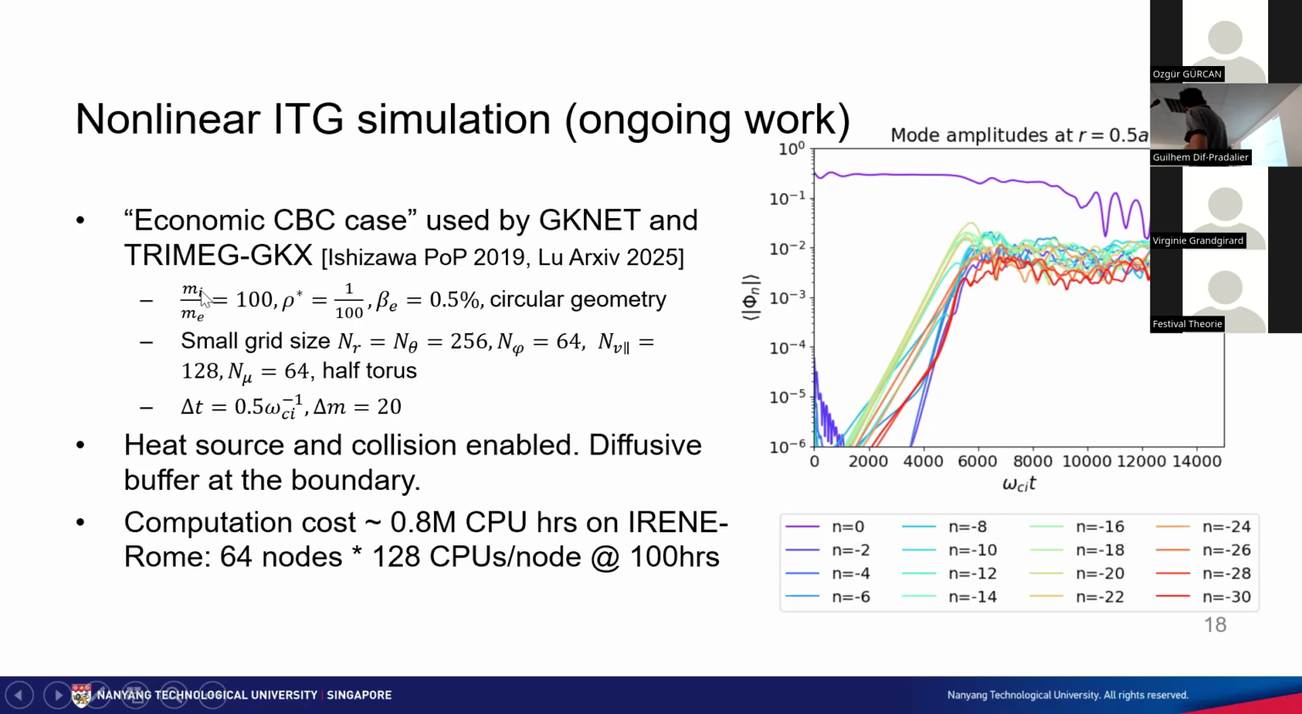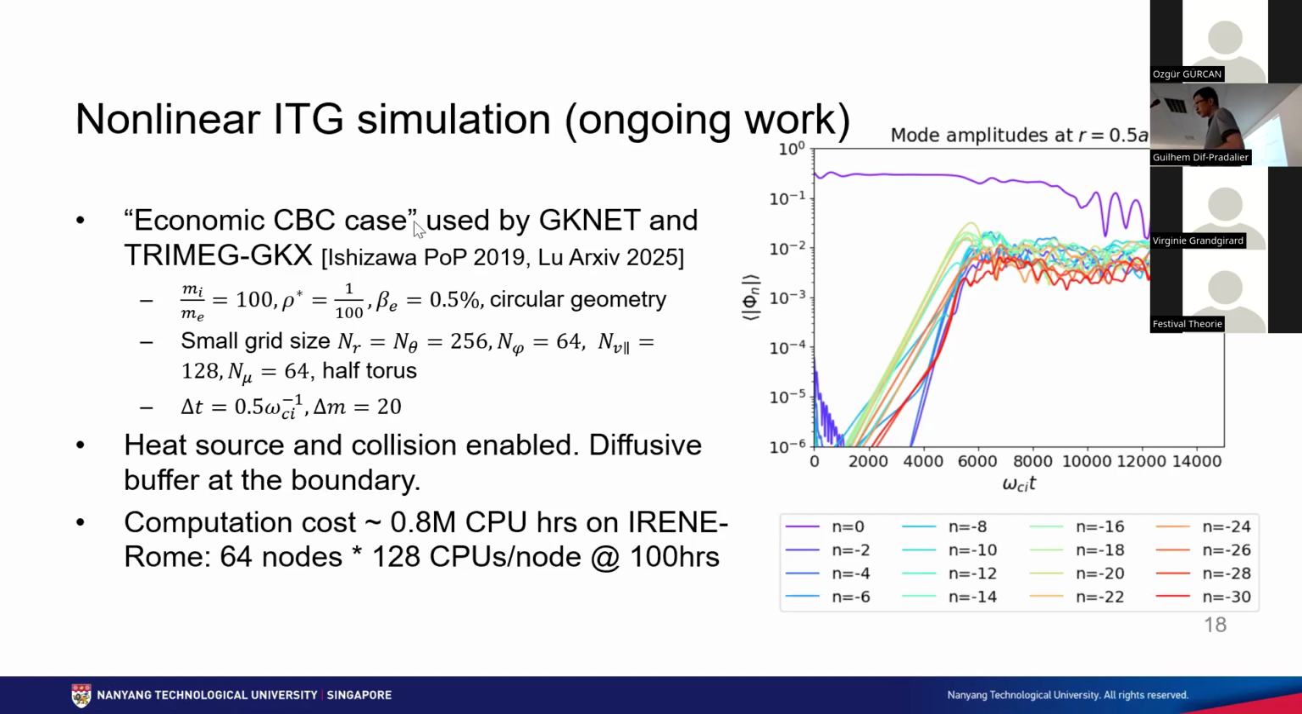The two parameters that we have reduced: one of them is the mass ratio between the ions and electrons. This used to be 1,800-ish, but now we reduced it to 100. This is not realistic at all, but it's a way to reduce the cost. The other parameter is rho star, which is the ratio between the Larmor radius and the minor radius. So we reduce it to 1 over 100 instead of, normally for a tokamak, 1 over 200.